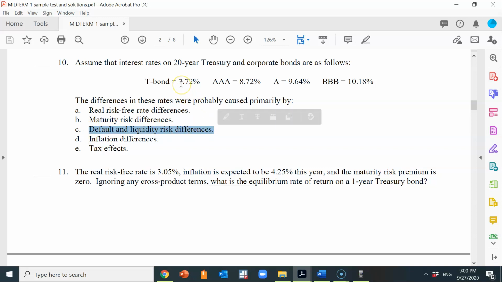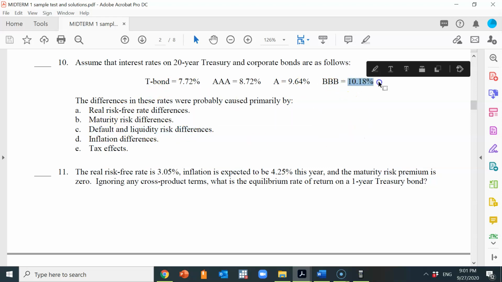Remember, Treasury bond has the lowest rate of return here because it has the lowest risk. It has almost zero default and liquidity risk. DRP and LP are almost zero for Treasury bond. And for other corporate bonds, the lower the rating, the riskier the bond is. So we have a higher required return for the bond. Because for a lower rating bond, there is a higher default risk and liquidity risk, so the return and risk are higher.